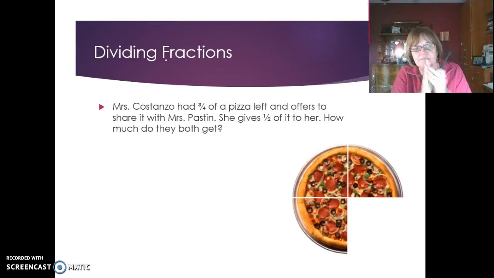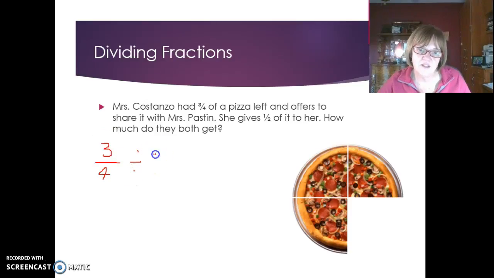Okay, we have a problem. Mrs. Costanzo had 3/4 of a pizza left, and she offers to share it with Mrs. Paston. I guess I wasn't there. Whatever. All right, so she's going to give half of it to her, but how do you give half when you've got 3 pieces? Oh, yeah. So let's see. The math problem is she wants to take the 3/4 of a pizza and divide it by 2. Right? She wants to give half, which would mean divided by 2, right?